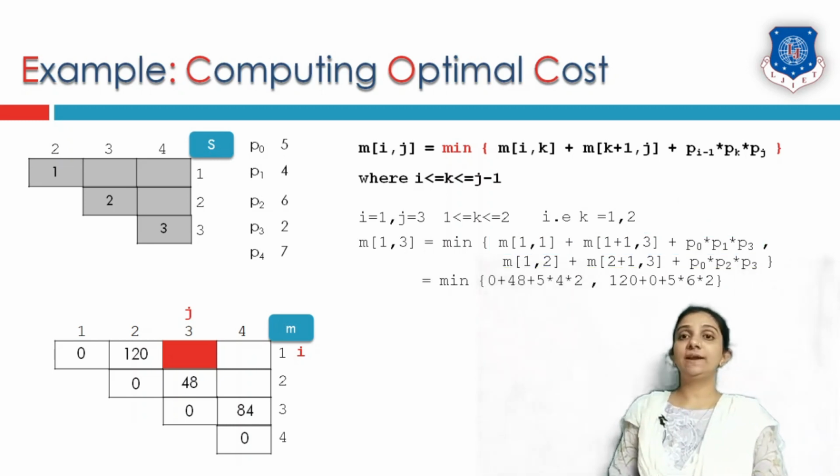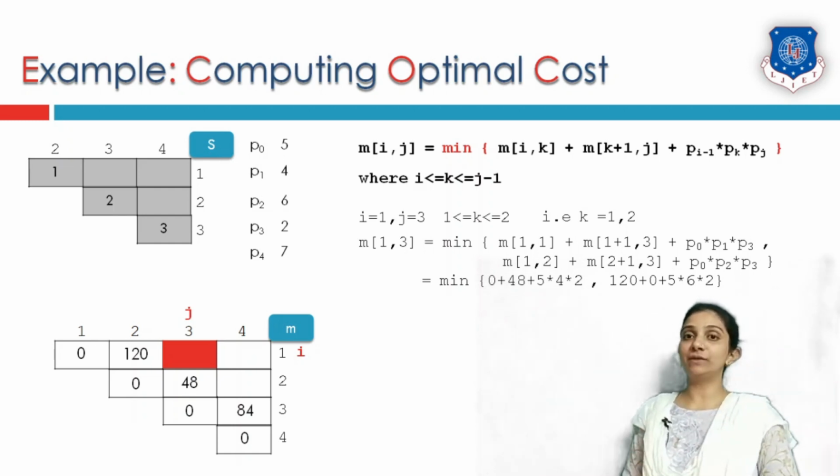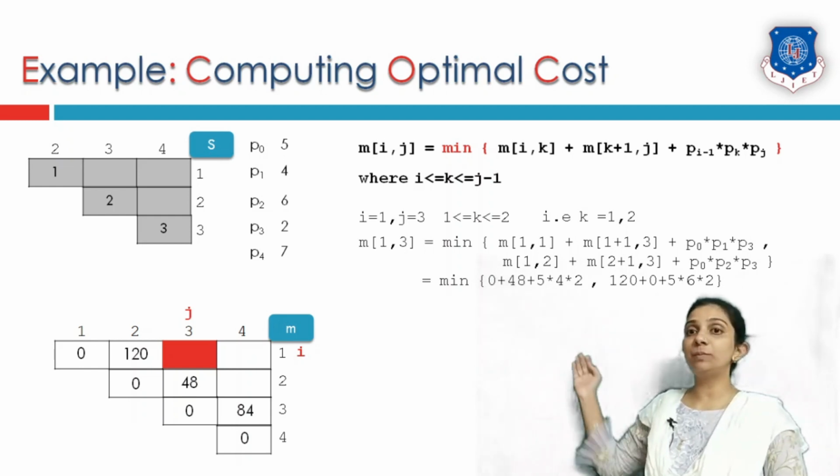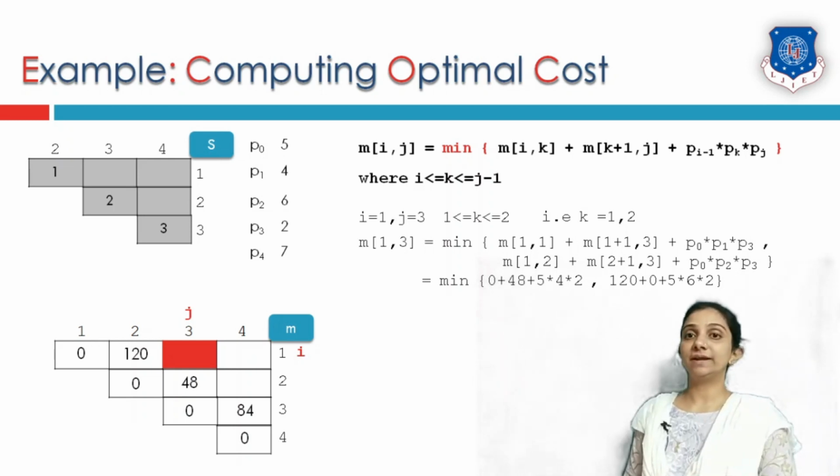Values are computed as per the cell value. M of 1, 1's value is 0. M of 2, 3 is 48 that we have just computed, and P0, P1 and P3 is calculated from our P vector, that is 5 into 4 into 2.